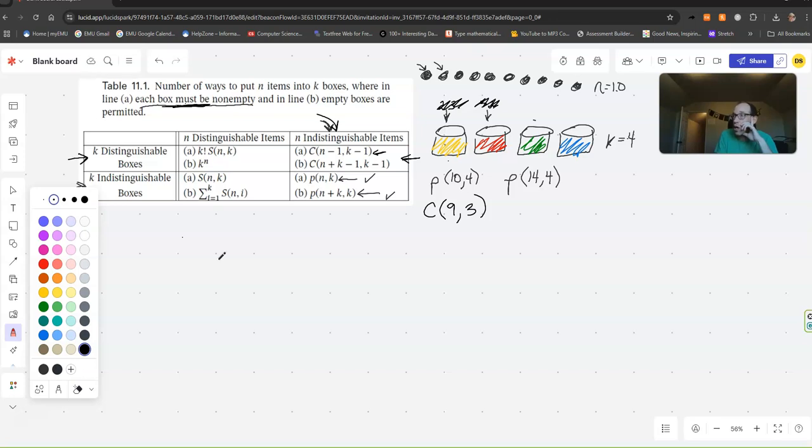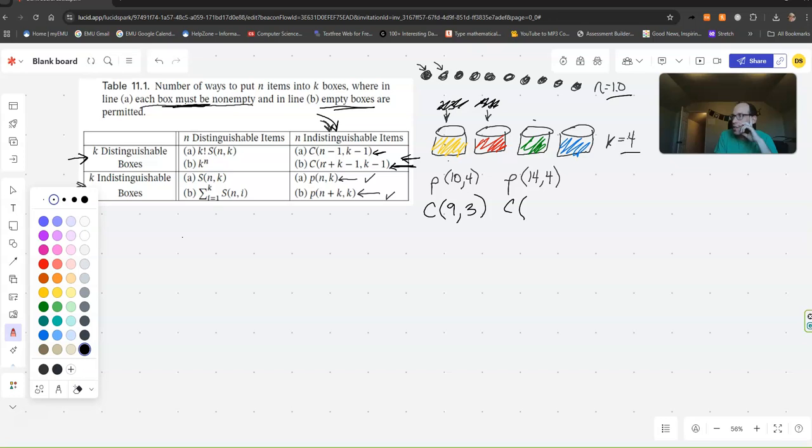Okay. Or are we saying, no, it's okay. You could have 5 in yellow, 5 in red, and none in green and blue, for example. If that's the case, then we'd be in situation B, where we're allowing empty boxes. And that would be C(n plus k minus 1, ...).